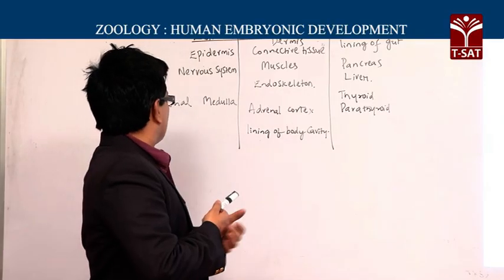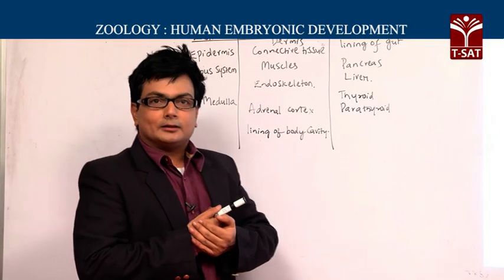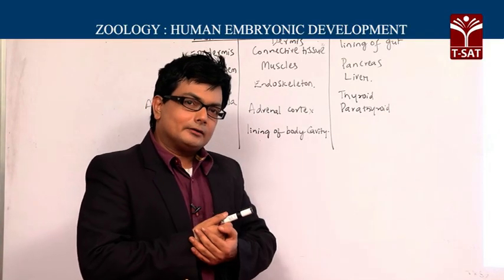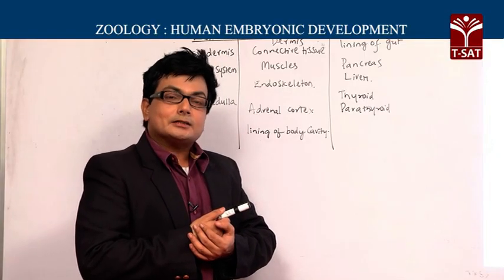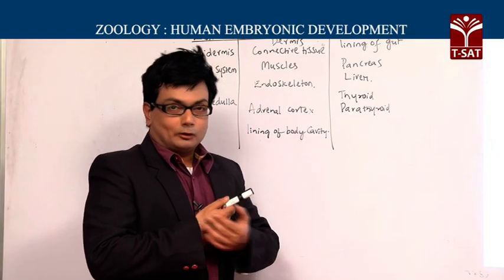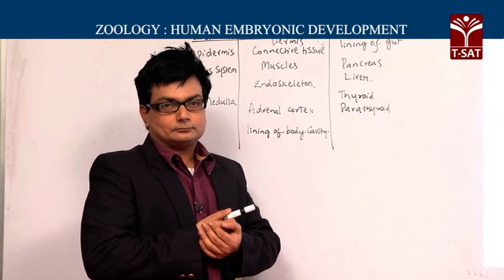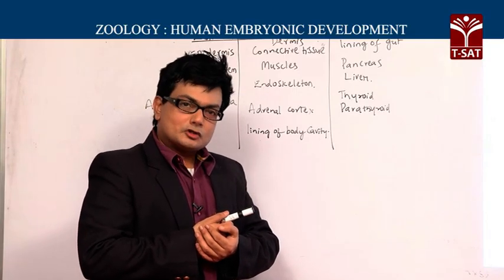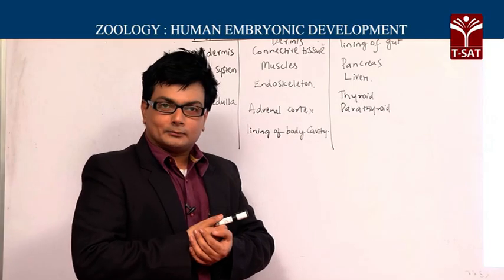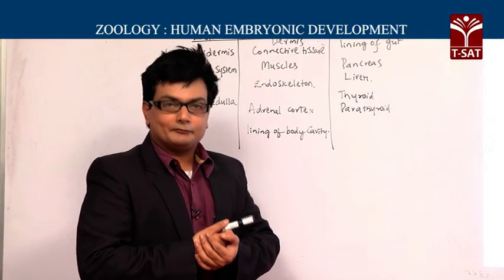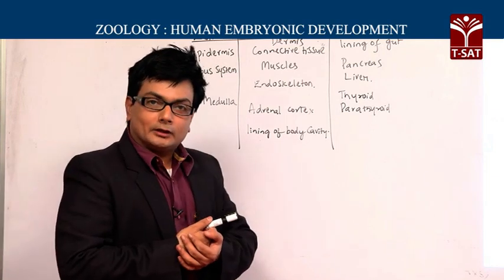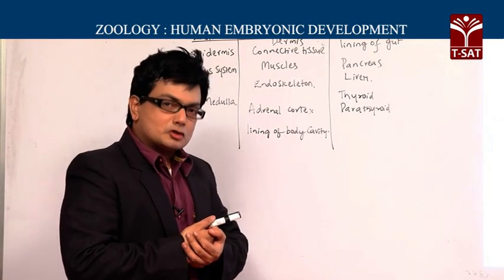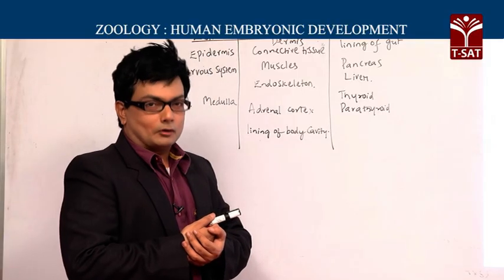The next one is called adrenal medulla. The inner region of the adrenal gland, called the adrenal medulla, is ectodermal in origin, and we all know it secretes a neurosecretion hormone by name adrenaline or the epinephrine. And let me remind you, during embryonic development there will be formation of the nerve cord.